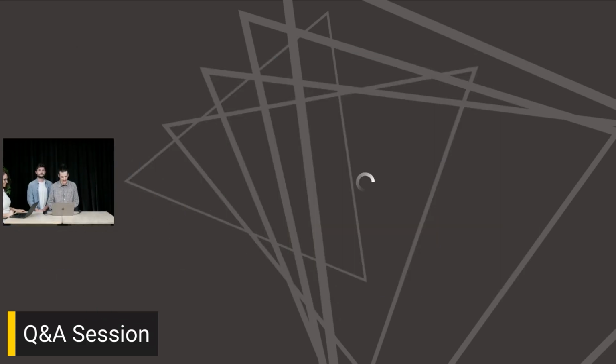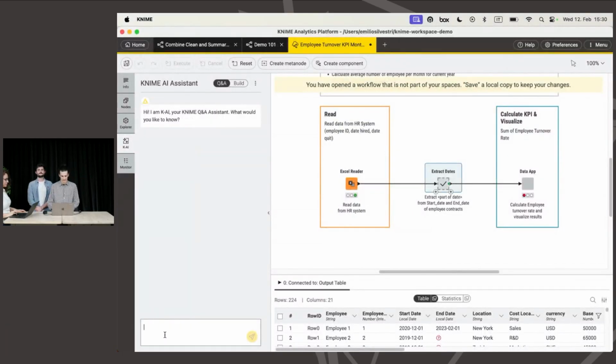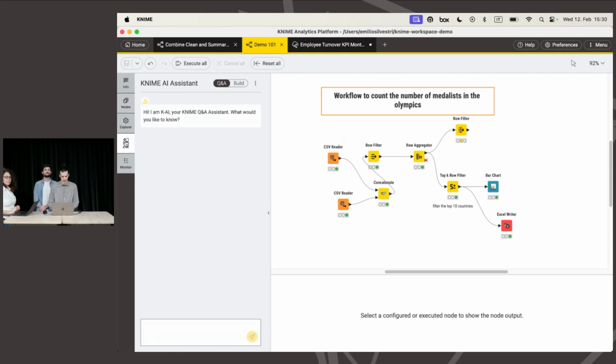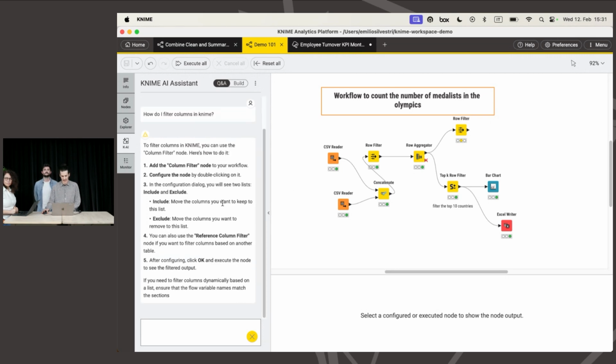Yes, sure. We can write a prompt together. As you see here, KNIME works like any other chat assistant that you may be familiar with, and it is specifically trained on KNIME documentation. So let's go back to this workflow. Let's ask, for example, how do we filter columns in KNIME Analytics Platform? How do I filter columns in KNIME? Let's see what the output of Kai is, if it is any helpful.